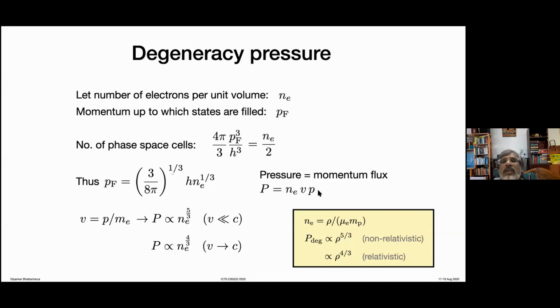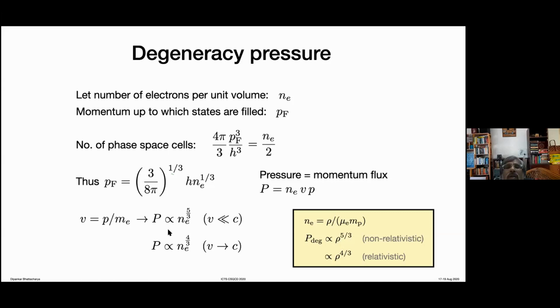Because there is one Ne, there is one Ne to the power of 1/3, there is Ne to the power of 4/3. And then V is proportional to P again, which is another Ne to the power of 1/3. So we get Ne to the power of 5/3. This is as long as V is much less than C. But as the momentum rises and velocity tends to approach the speed of light, then we cannot write V as P over me anymore. We can substitute V by the speed of light, and then P becomes proportional to Ne to the power of 4/3. Okay.